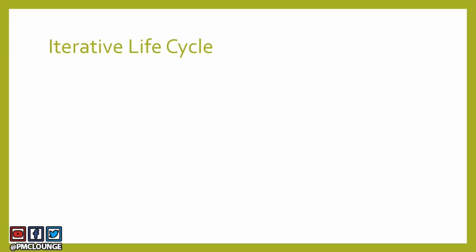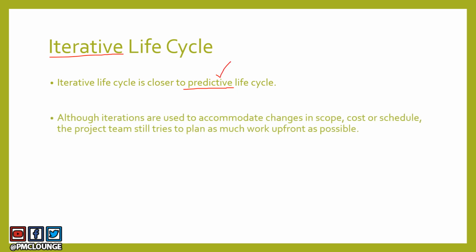All right, let's talk about iterative life cycle. So this is actually closer to predictive life cycle. Now you might think iterative sounds like repetition. How can that be closer to predictive life cycle? Although there are iterations, and these iterations are used to accommodate changes in scope, cost, or schedule, or whatever, the project team still tries to plan as much work upfront as possible.